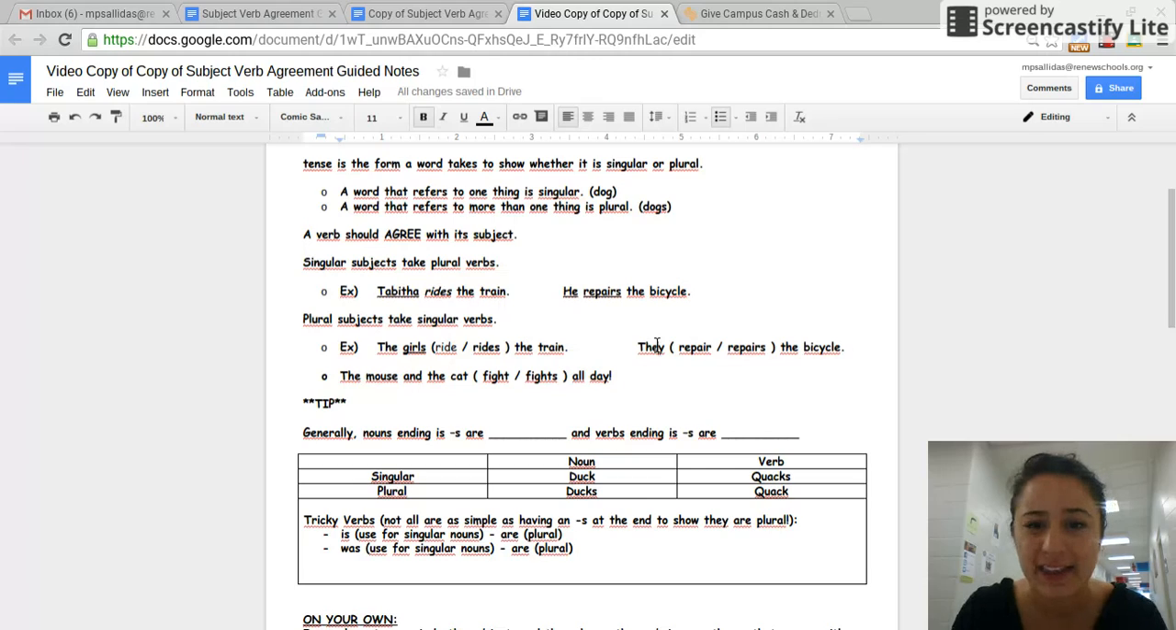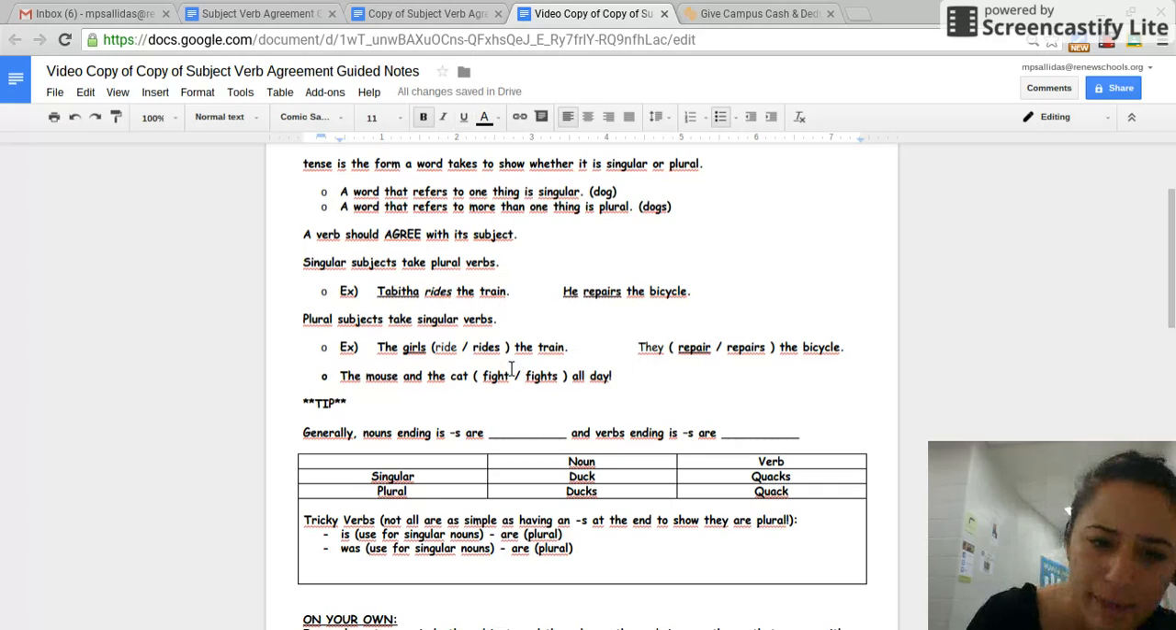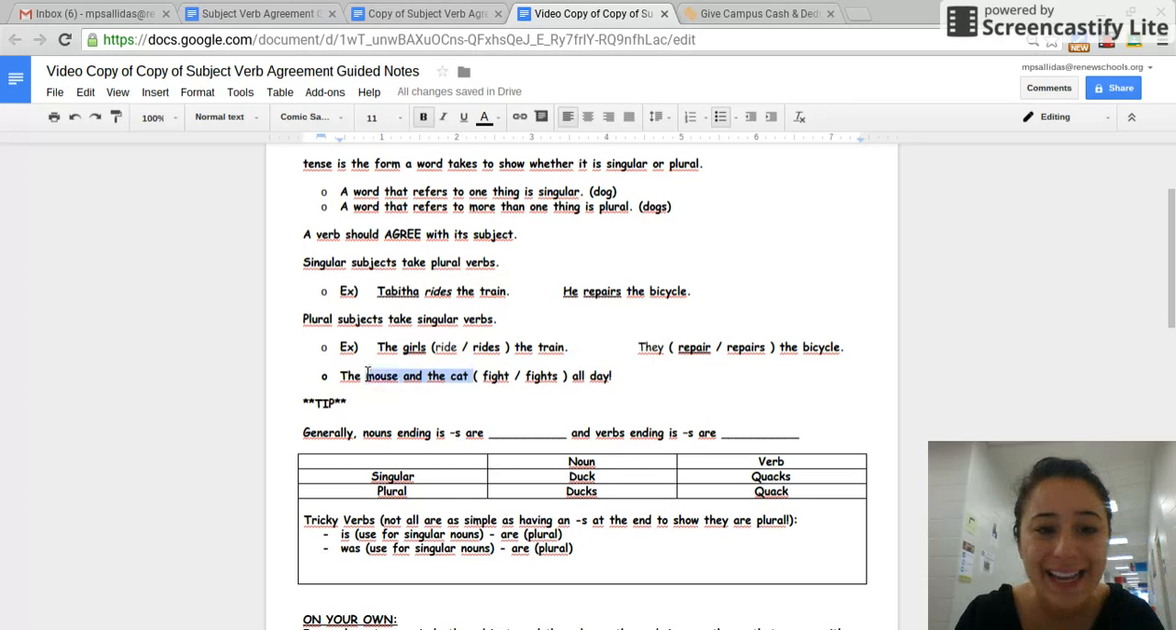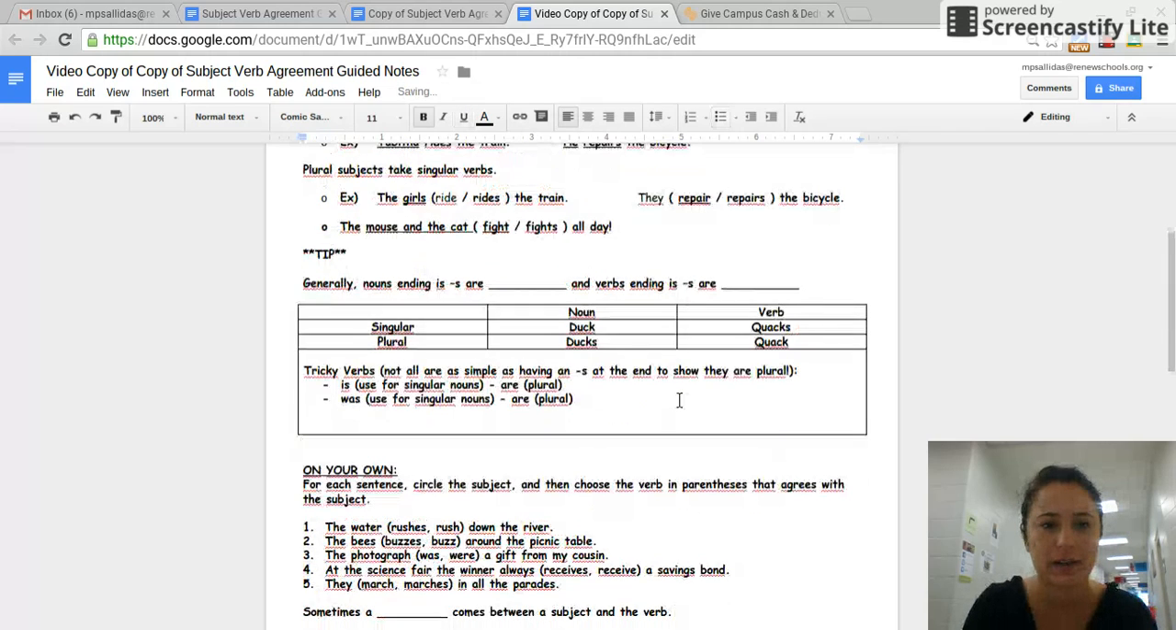Again, they. They is a plural subject. Repair or repairs the bicycle? They repair. It has to be singular. Do the last one on your own. The mouse and the cat fight or fights all day? They fight, because the mouse and the cat is our subject. So fight is what's going on here.